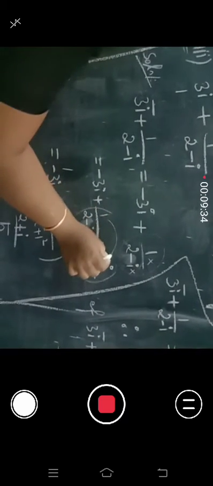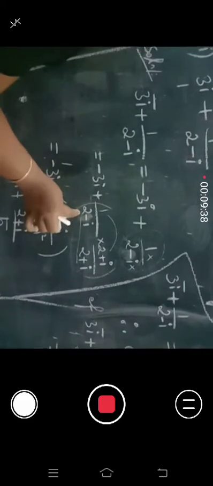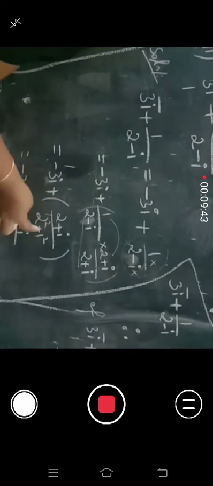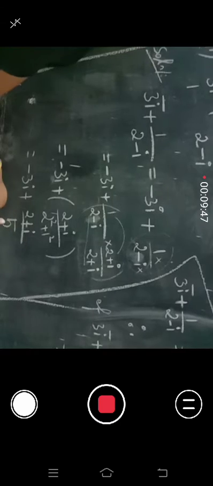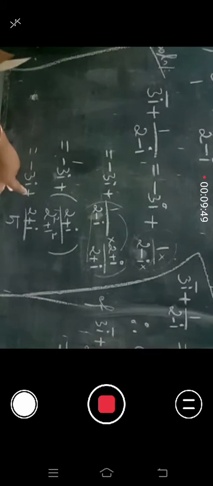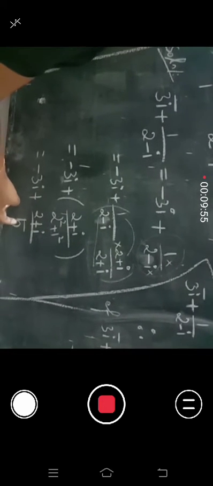Now 1 into 2 plus i, 2 plus i. See, look at this. This is in the form of a plus b into a minus b. Now what do we have to write? A square plus b square. That is 2 square plus 1 square, which is 5. So minus 3i plus 2 plus i by 5. See here, sum of the two numbers divided by one rational number.